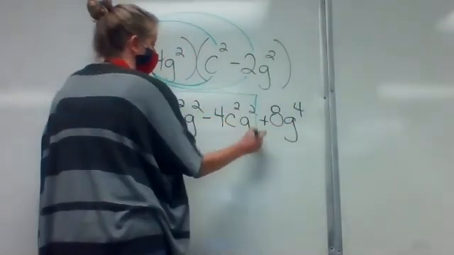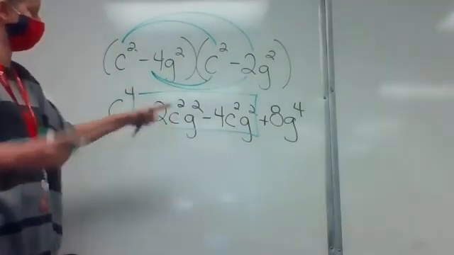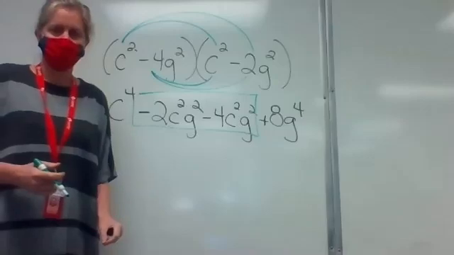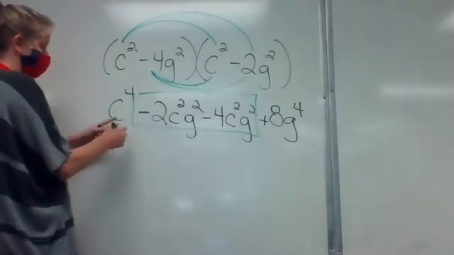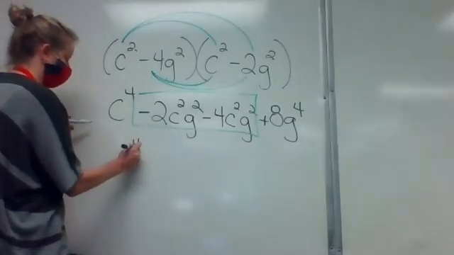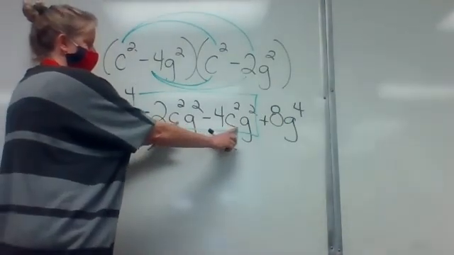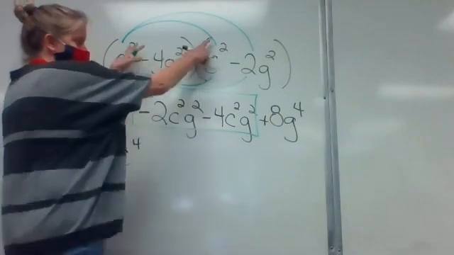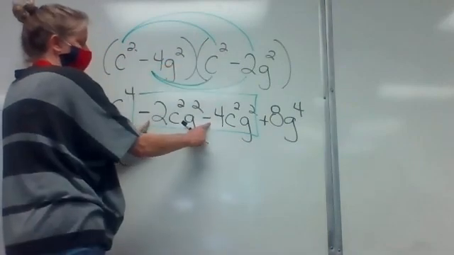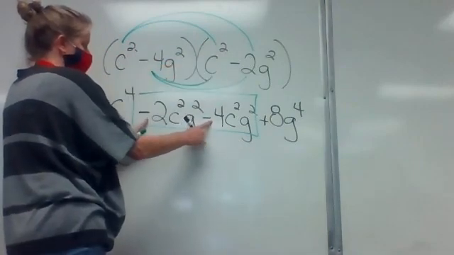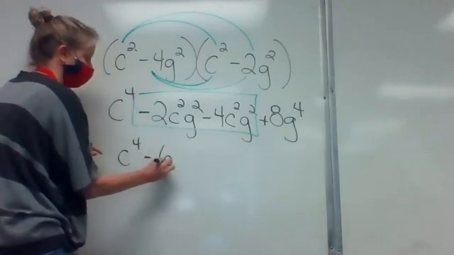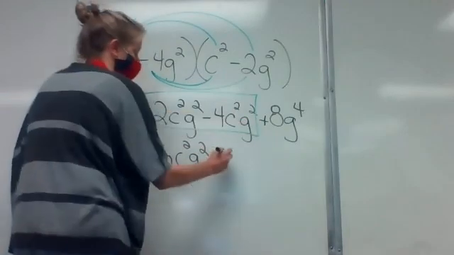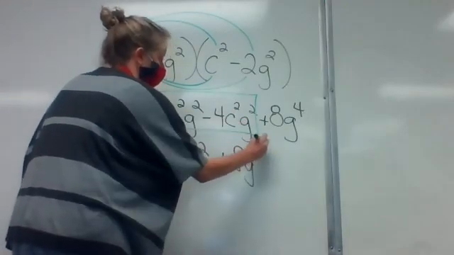Again, your middle two terms are like terms. So you're putting your terms in the same basket. They're both c squared, g squareds. So then you just combine them. So I'm just going to bring down that c to the 4th. If I put my c squared, g squareds together, I've got negative 2 here and negative 4 here. Remember, I'm not multiplying anymore. That was up here. Here, I'm just combining like terms. A negative 2 and a negative 4 is a negative 6. C squared, g squareds. Drop down my plus 8g to the 4th.